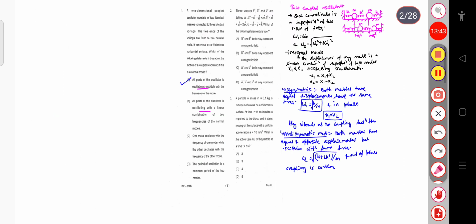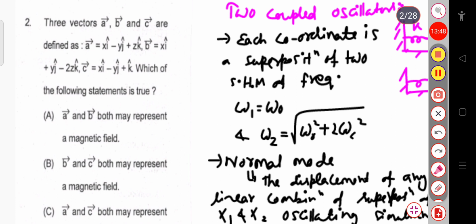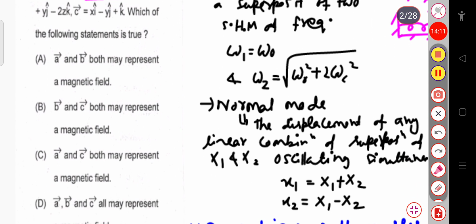Now let us see the next question. There are three vectors, that is A, B and C. They are defined as A vector equal to x i cap minus y j cap plus z k cap, and B vector equal to x i cap plus y j cap minus 2z k cap, and C vector equal to x i cap minus y j cap plus k cap. Then which of the following statements is true? In the options you can see A and B both may represent magnetic field, B and C both may represent magnetic field, A and C both may represent the magnetic field, A, B, C all may represent the magnetic field.